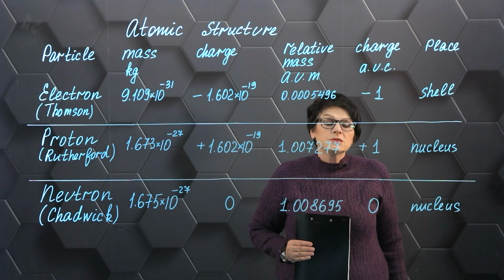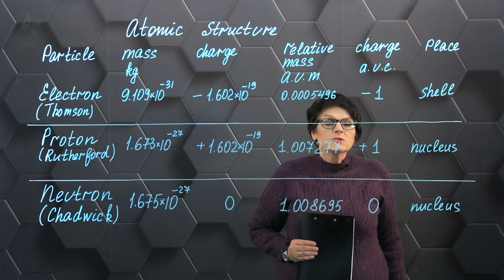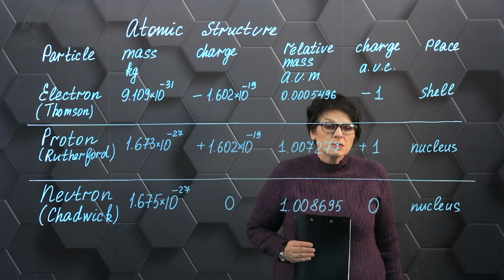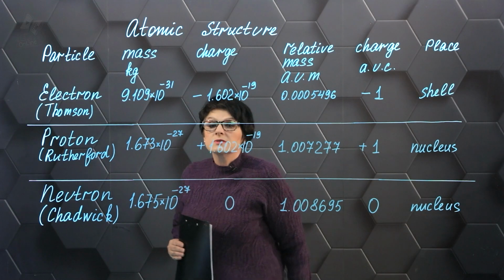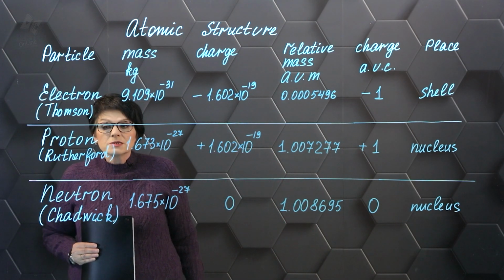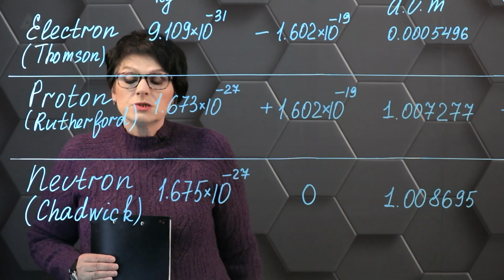The charge of the proton particle will be the opposite of that of the electron, and it is equal to plus 1. The location of this particle occurs in the nucleus. This particle is within the nucleus. Also within the nucleus is another particle, neutron.